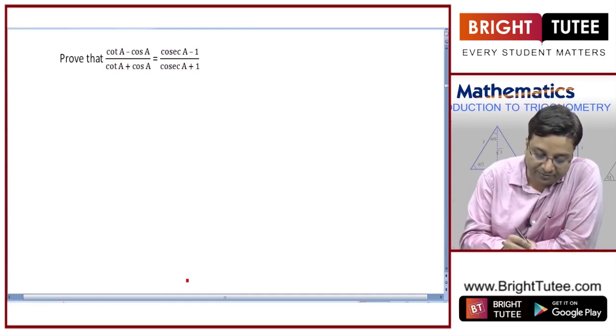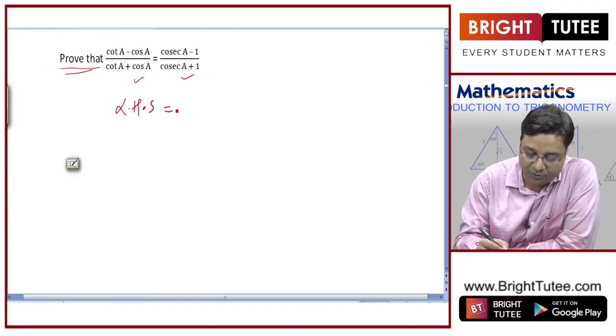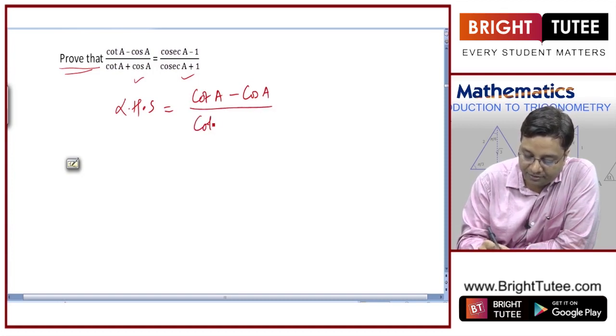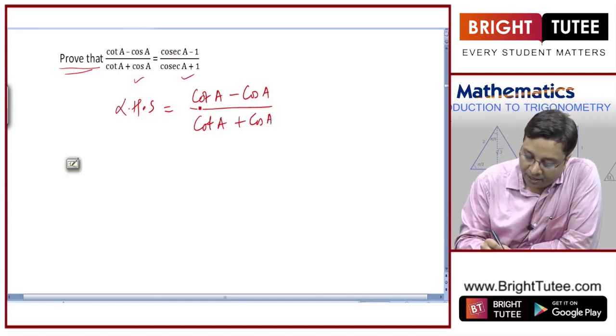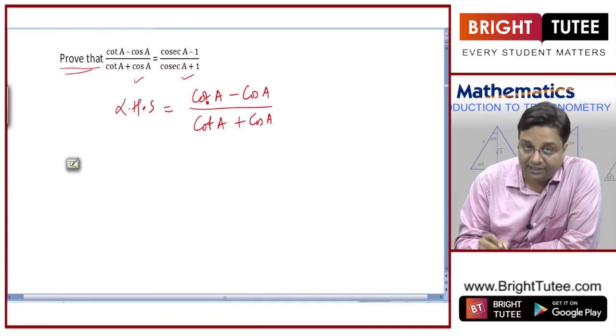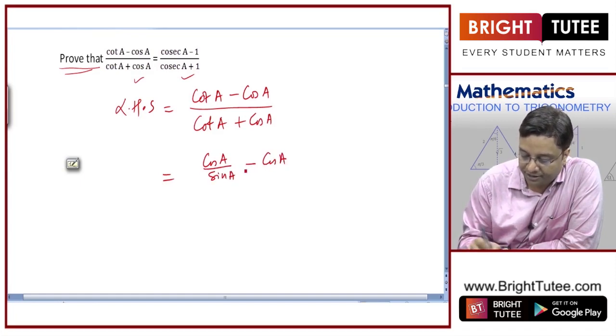Okay, let's look at this question here. This says prove that this is the left hand side and this is the right hand side. Let's take the left hand side and try to prove it equal to right hand side. What is left hand side? Cot A minus cos A divided by cot A plus cos A. Right? Now you can see that cot A is equal to cos A by sin A. Right? So I can put it as cos A by sin A minus cos A divided by cos A by sin A plus cos A.